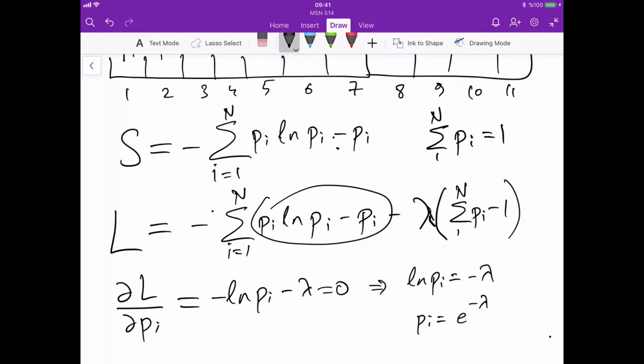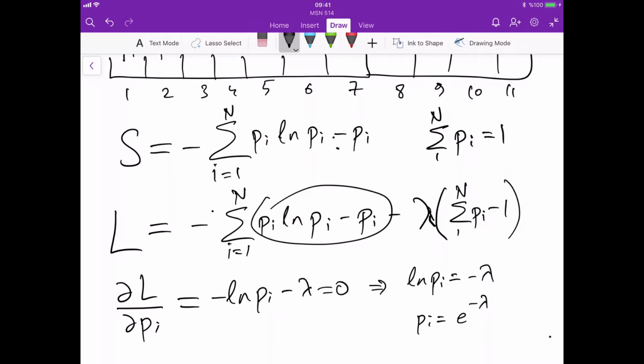What does it mean? Anyone? Probability decays as lambda increases, right? Lambda is just a quotient, right? So it's equal for all of them. Yes, that's what it means, right?